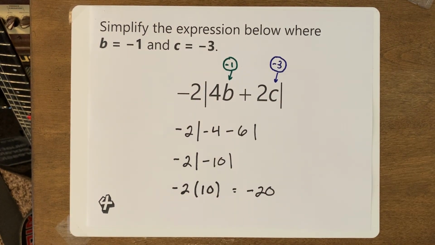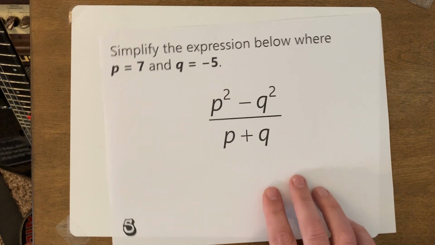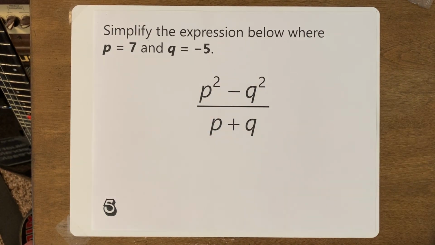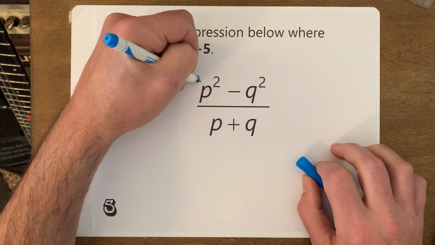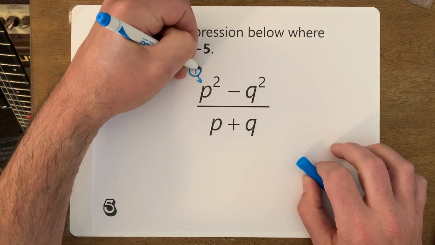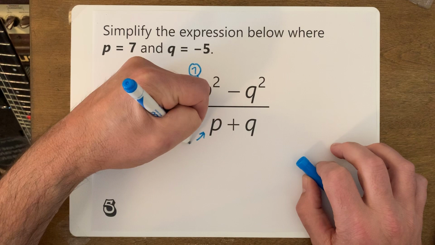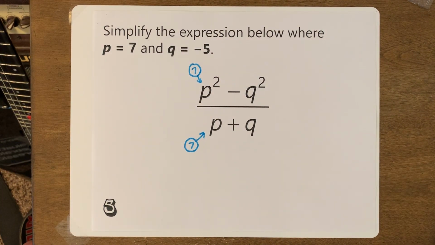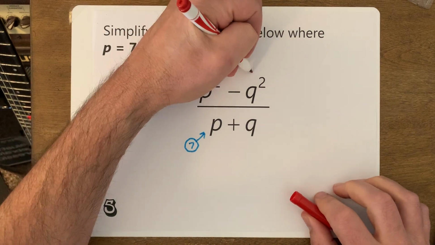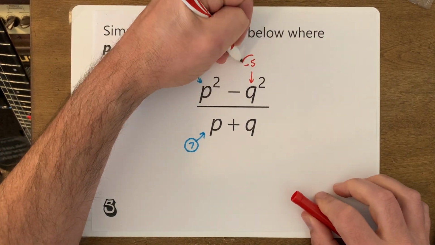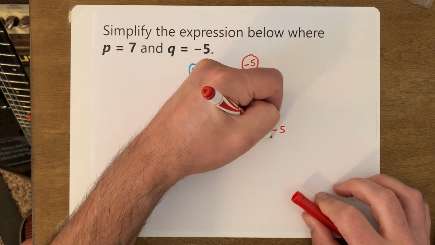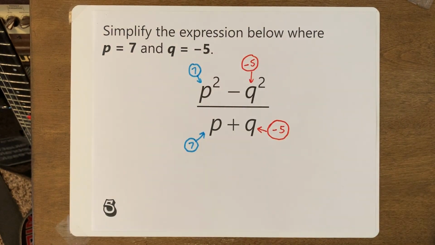All right, let's take a look at this one. Okay, so here we have a rational expression. So we've got, let's see, p is 7. So put that there and put that there. Okay, q is negative 5. And negative 5 there. Let's take a look and see how this is going to shake out.